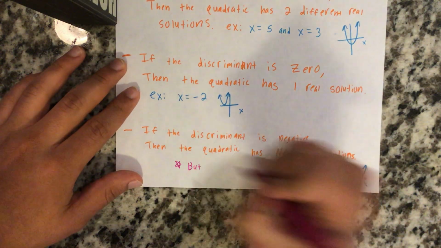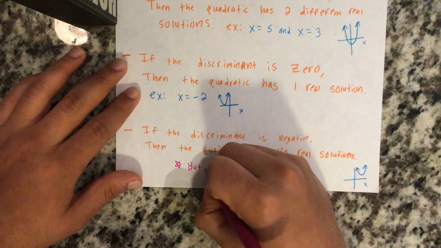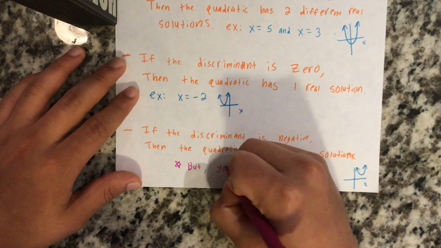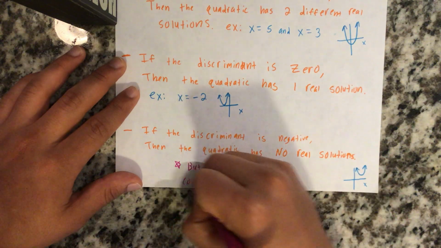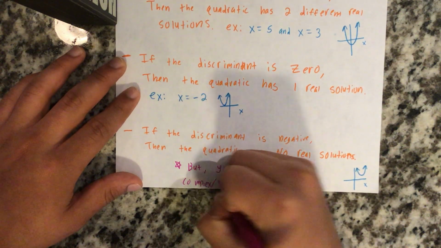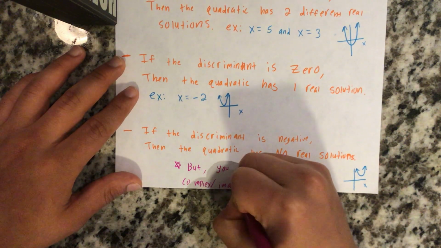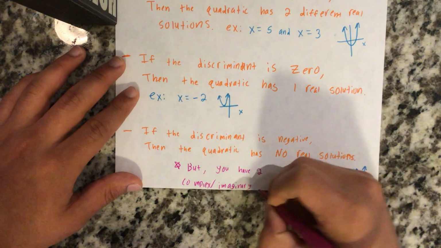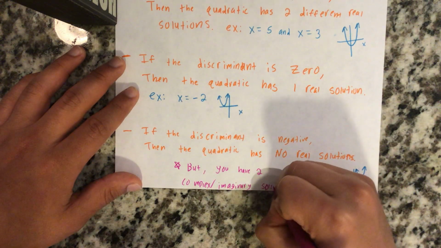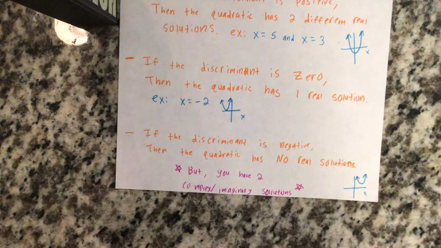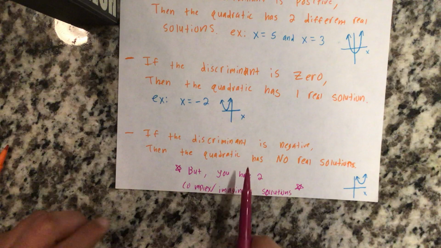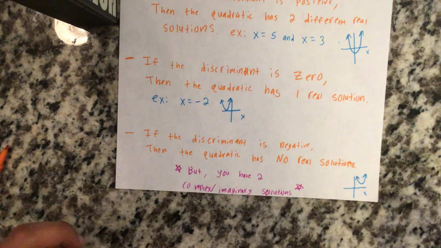But if you have a negative discriminant, sorry, you have two complex or imaginary solutions, okay? And honestly, you don't need to worry about that now, but you will get into it in Algebra 2, okay? I don't know, just kind of keep it in mind. It's kind of good to know, okay?